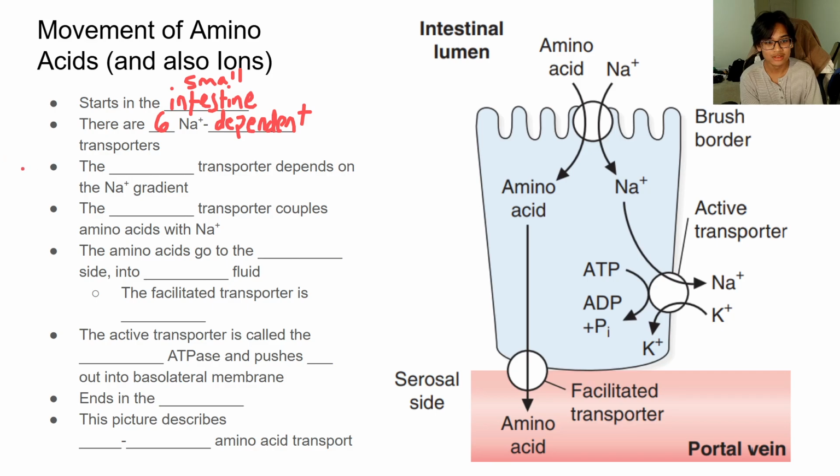This is the part that is wrong that I realized. So I wrote that the primary transporter depends on the sodium gradient, and the secondary transporter couples amino acids with sodium. I originally thought that this one right here is the primary one and this was the secondary one. I'm inclined to believe that there's only one of them, and this is the secondary one.